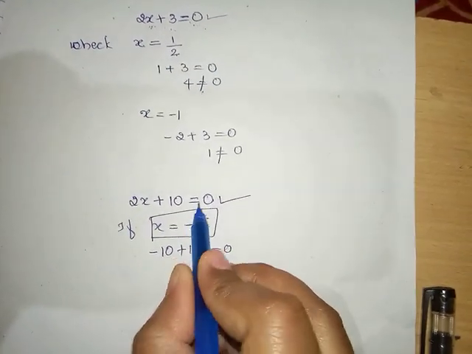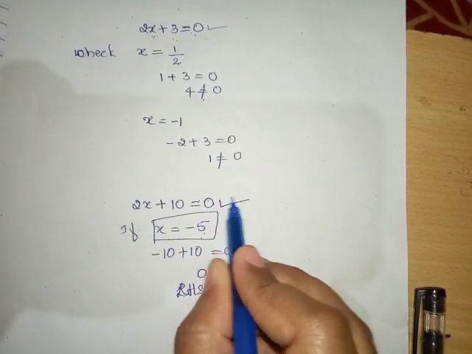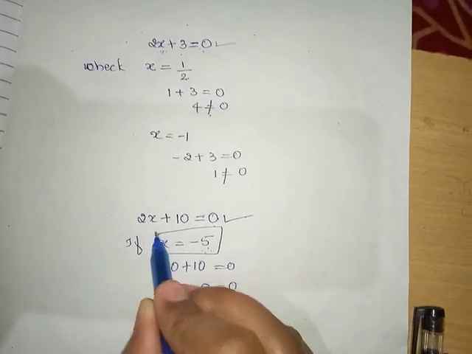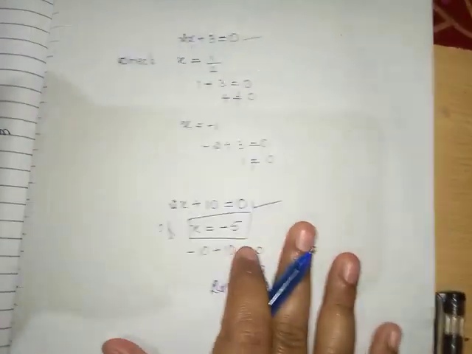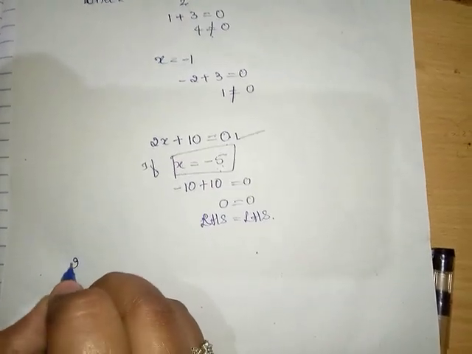Why is it the solution of this equation? Because it satisfies the given equation. Satisfies the given equation means when we substitute this value, we get LHS equal to RHS. Similarly, consider another equation for your better understanding.